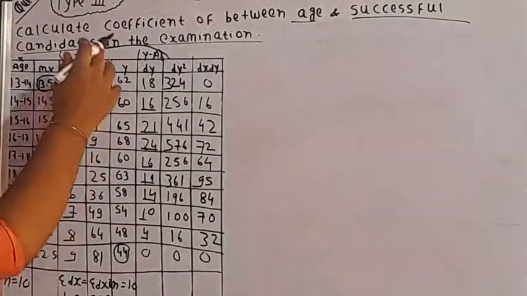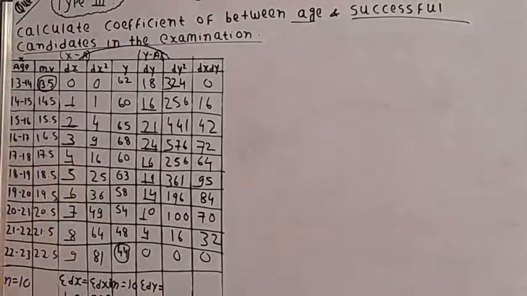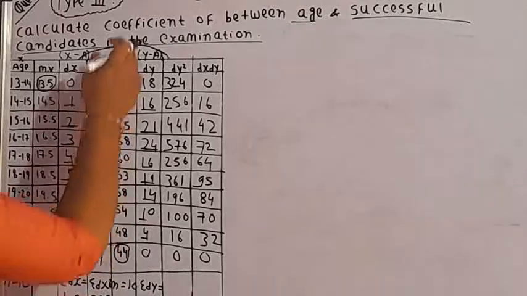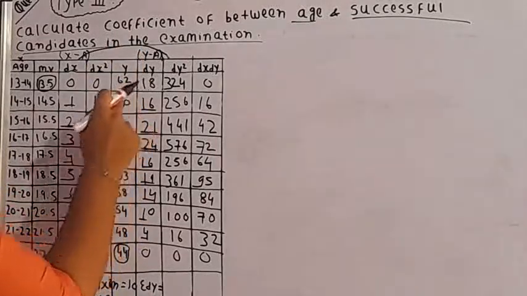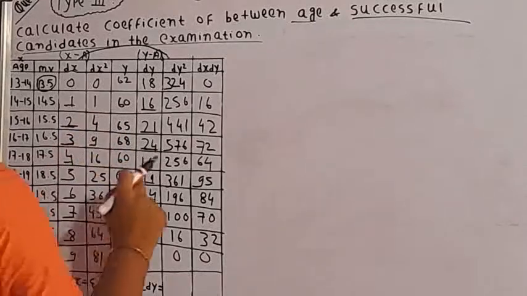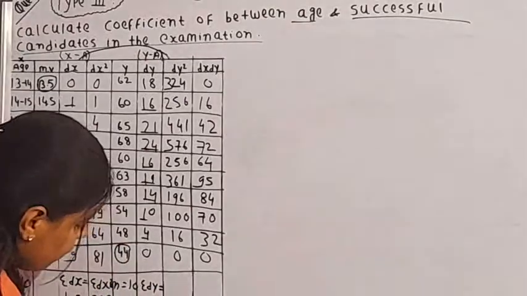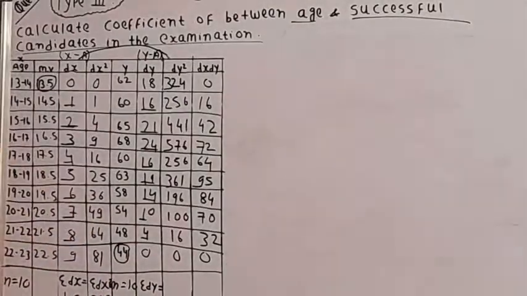Then what we have to do? We have to calculate summation dy. How do we calculate summation dy? We are going to make the addition of this column, that is 18 plus 16 plus 21 plus 24 plus 16 plus 19 plus 14 plus 10 plus 4 plus 0. So how much we are going to get? We are going to get 142. That is why we will say summation dy is equals to 142.